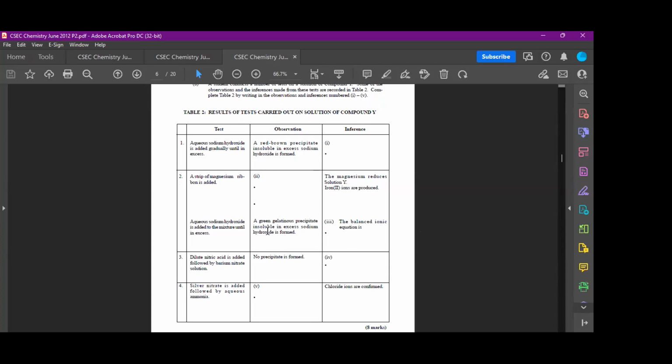First and foremost, what is this green gelatinous precipitate? Fe2+, iron 2. So give me the ionic equation for the formation of iron hydroxide. That's what it is asking for. Would it be Fe2+ plus 2OH-? Fe(OH)2. All right, and of course the state symbols are very important.